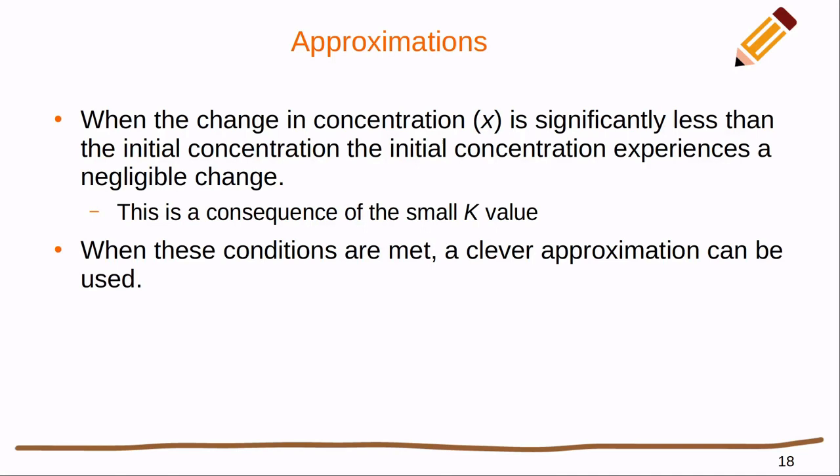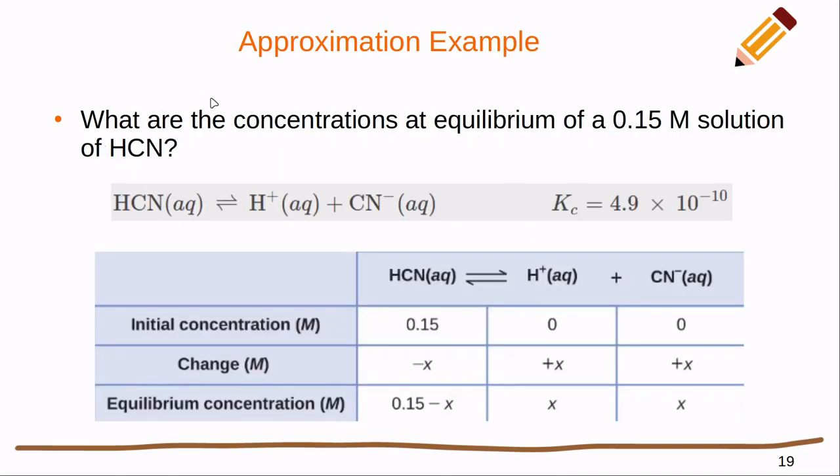But we have to make sure that certain conditions are met for this approximation to be valid. Now, when the change in concentration, so that's our x, is significantly less than the initial concentration, the initial concentration experiences a negligible change. Okay? This is true when we have a small value for K. So you should be watching for small values of K. When these conditions are met, a clever approximation can be used. Let's take a look at an example where we can apply our approximation.